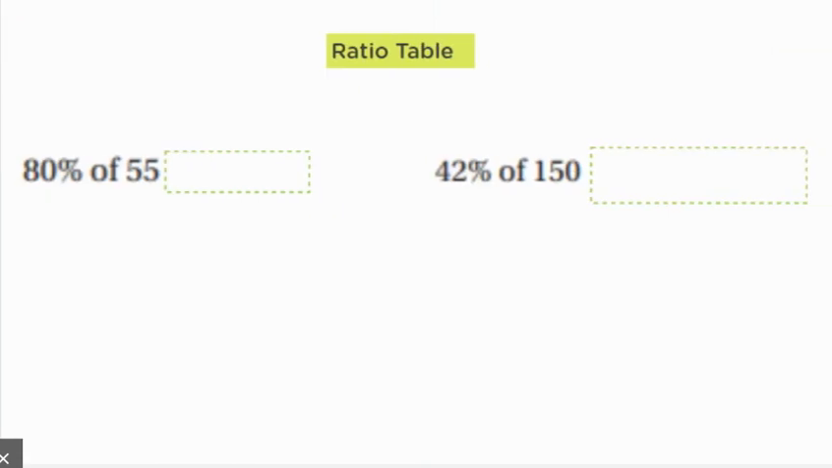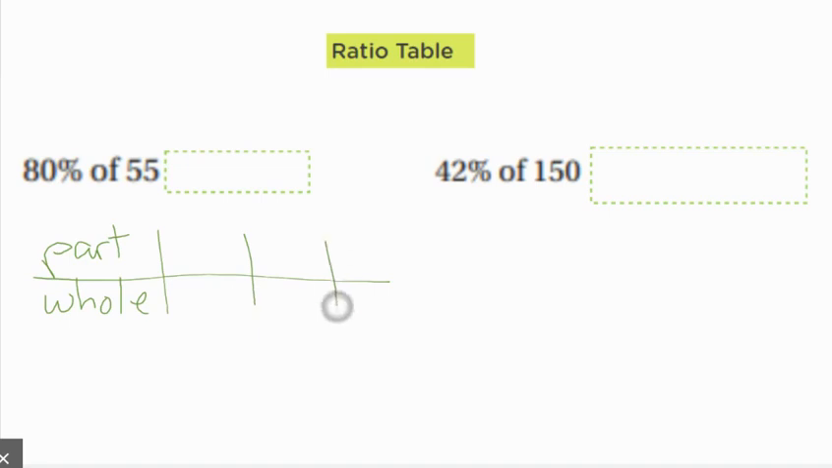Okay, we're still finding the percent of a number, but this time the method is with a ratio table. So we have part over whole. Make sure you always write your labeling. You should remember that from your ratios and rates chapter 3.